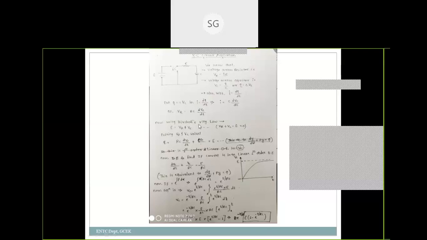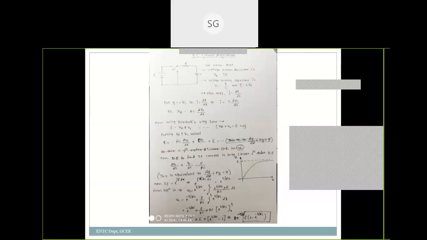Now putting values of VR and Vc, what we'll get? In this equation, VR is equal to RC dVc by dt, plus Vc. So we have kept this equation in terms of Vc only. We could have put Vc is equal to Q by C, but in that case, what will happen? This form is also given in some books. Please don't get confused.